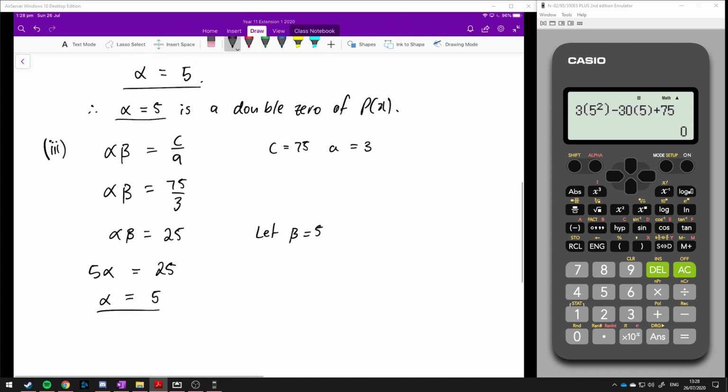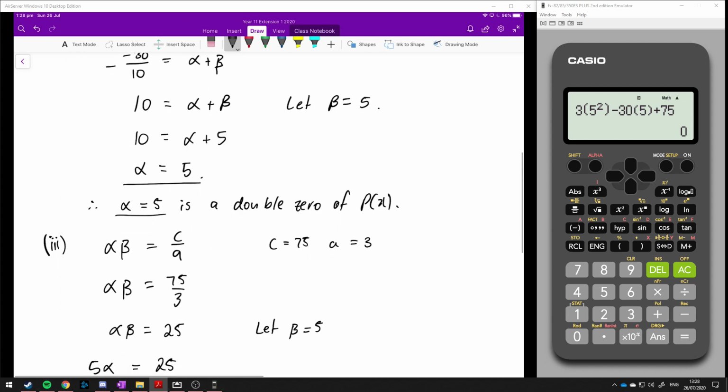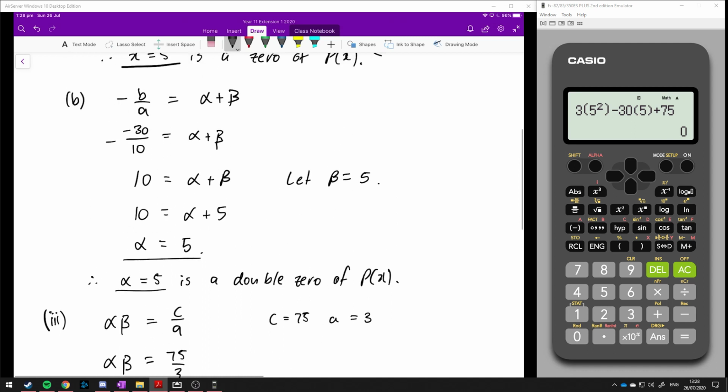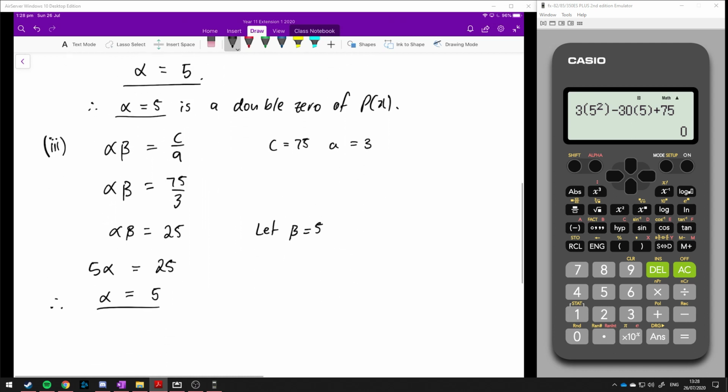So essentially, what this is doing is demonstrating that it doesn't matter which method you use. If you already have one of the zeros, you can actually calculate the other one by doing the sum or the product.